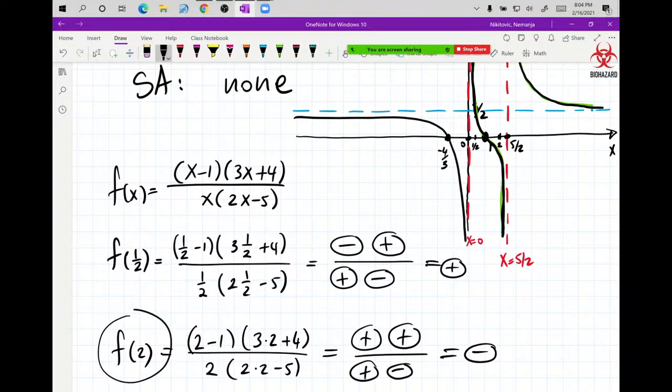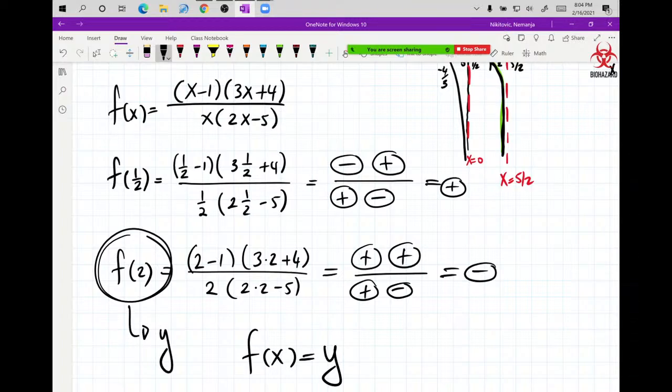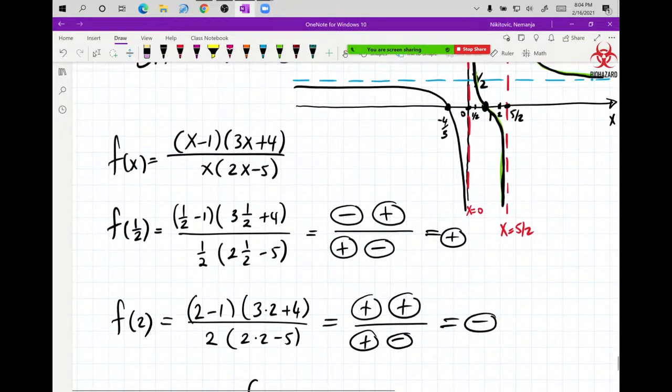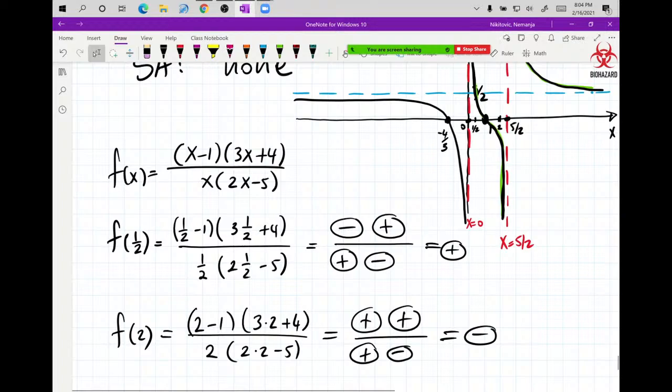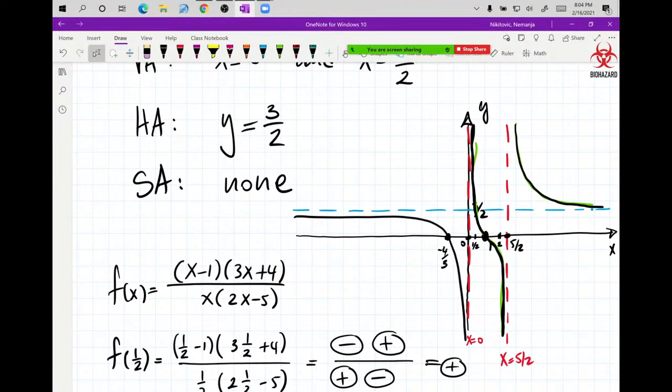When you computed your function, remember, f of x equals y. When you are computing these numbers, you are getting your y values. Y values are negative below the x-axis and positive above the x-axis, which is why we are computing these, and also why we care about the sign, not about the value. And there is the graph.